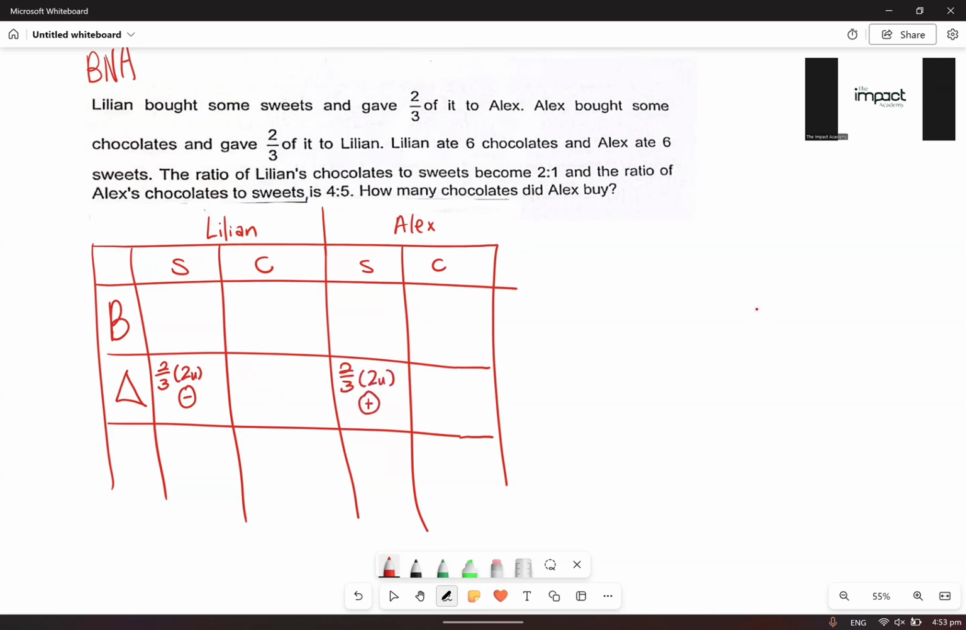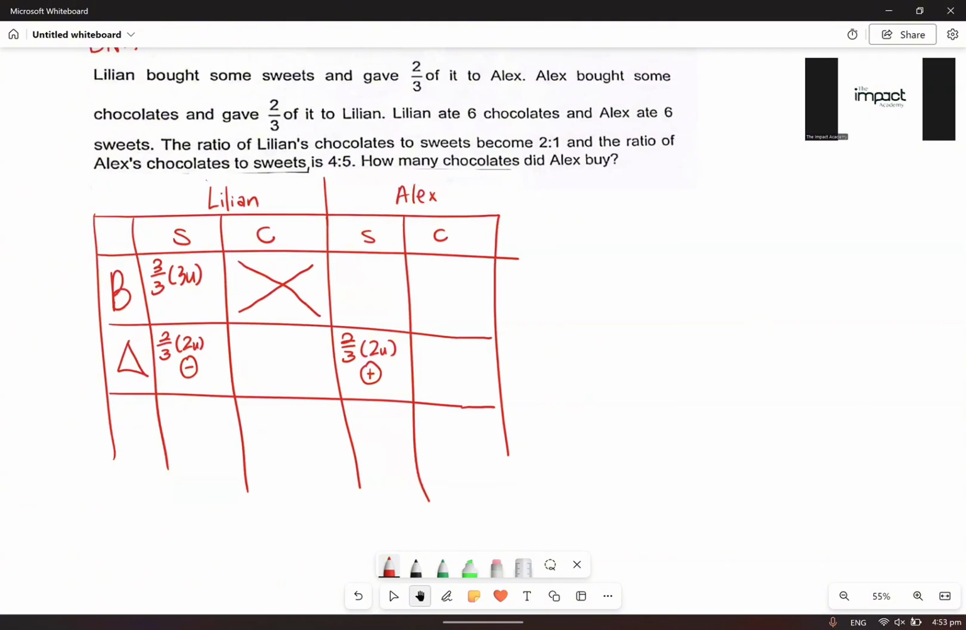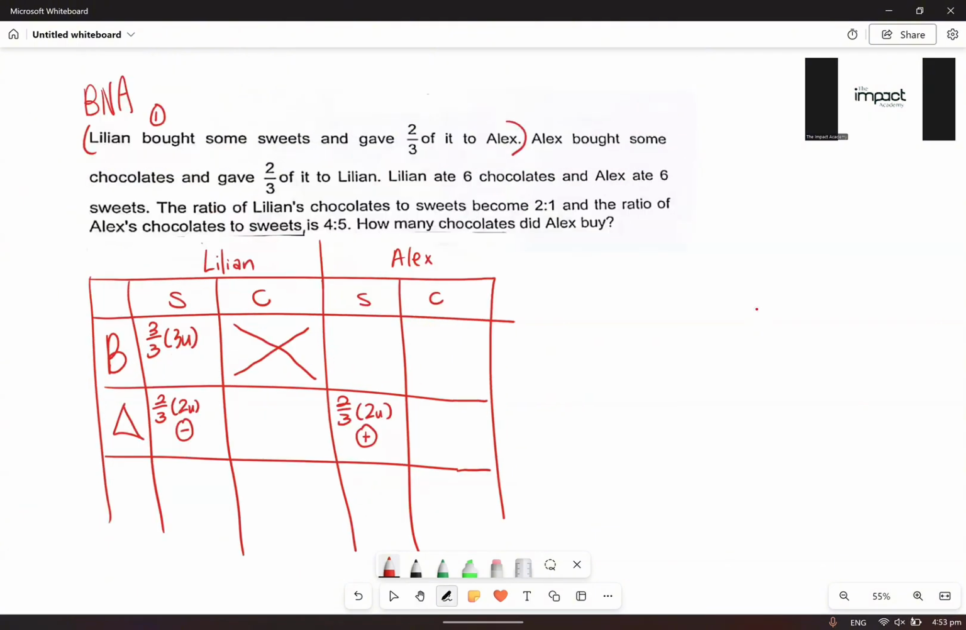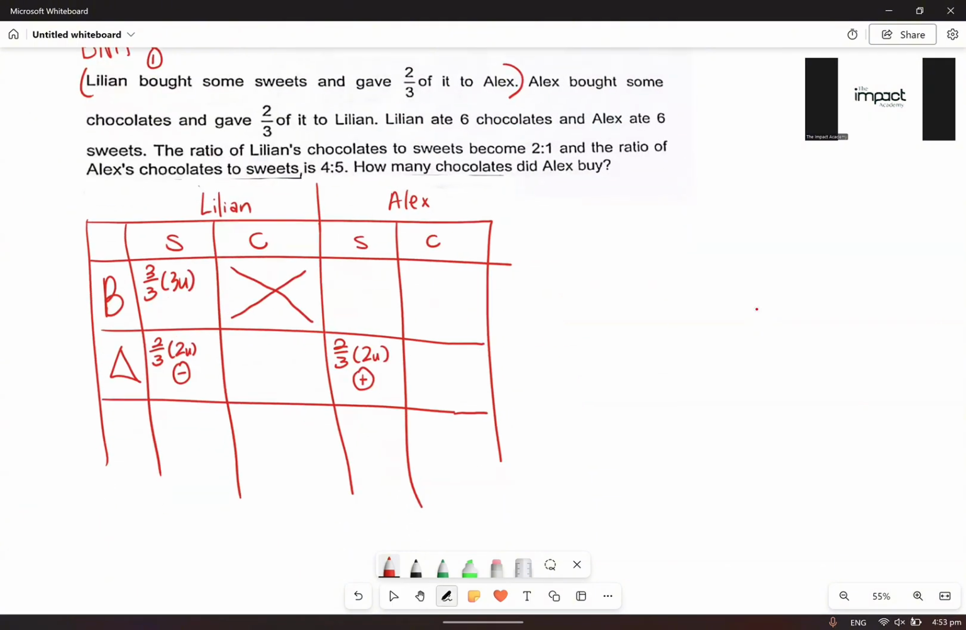Am I making sense? Okay, which means to say she doesn't have any chocolate at first. Am I making sense? Alright, she did not have any chocolate at first, and she had 3/3, which is 3 units of sweets. Okay, I'm still on my first sentence. My first sentence tells me a lot of things. I want to go one by one.